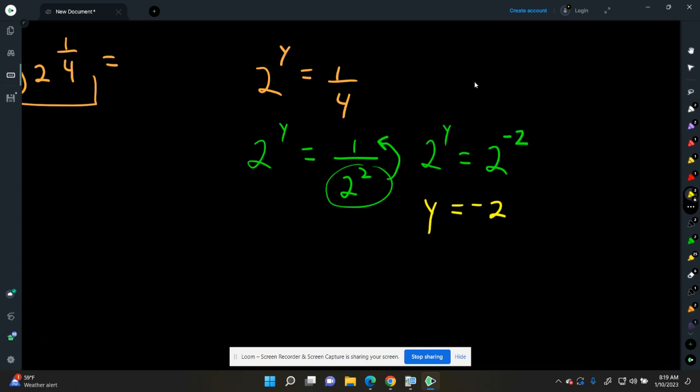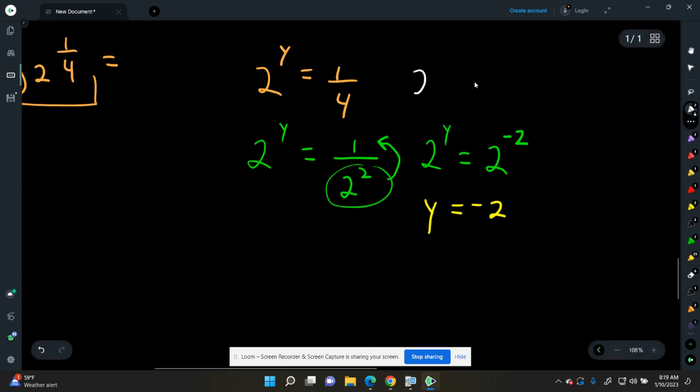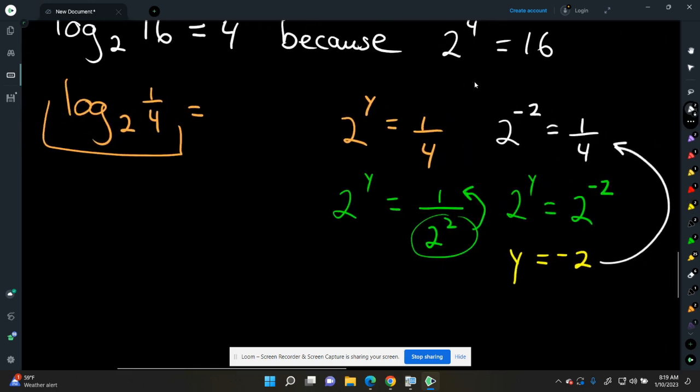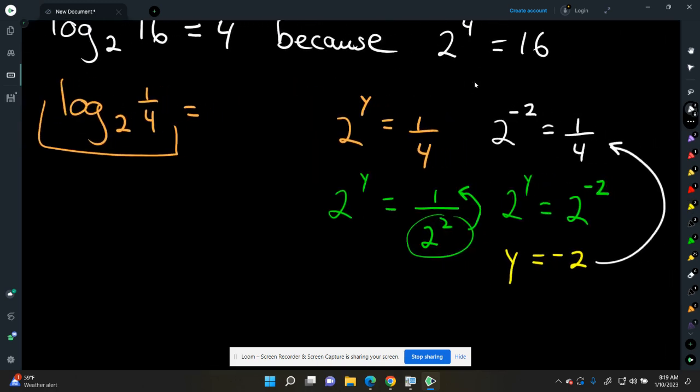So let's go back to this now. 2 to the power of y. So 2 to the -2 equals 1/4. Are we okay with that? So what does log base 2 of 1/4 equal? -2. There you go. Good job, Gavin.